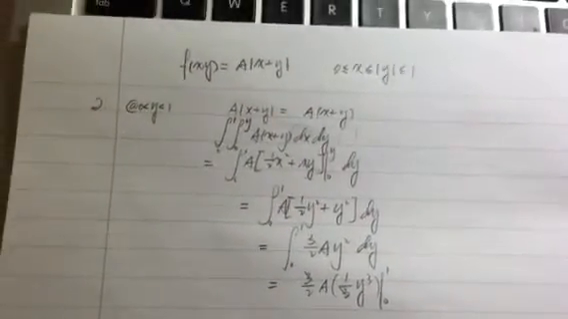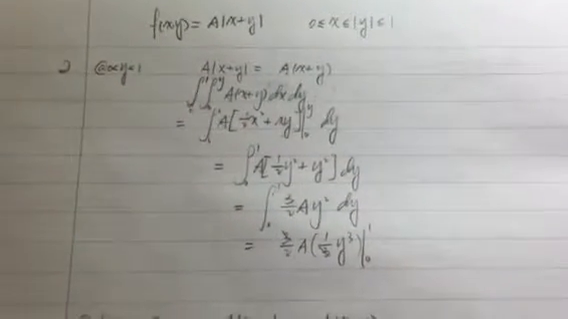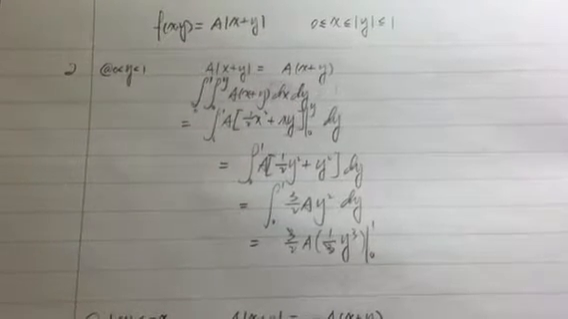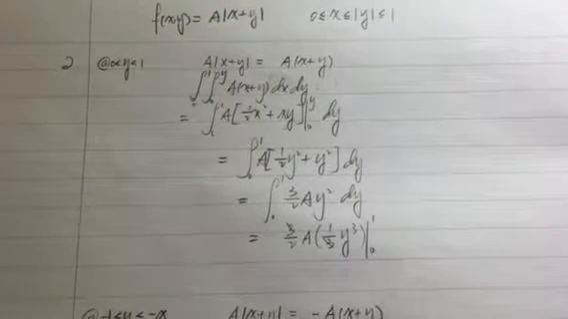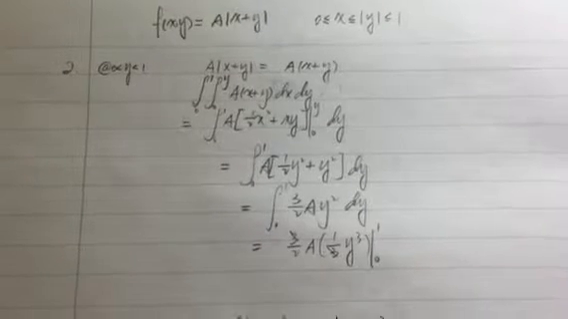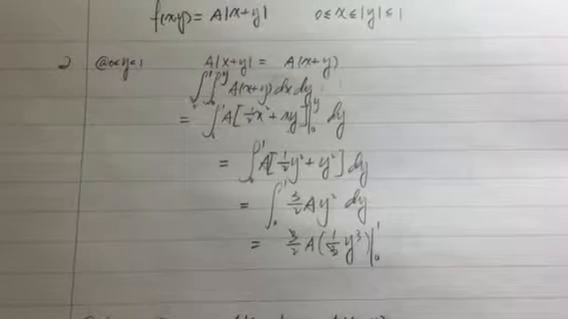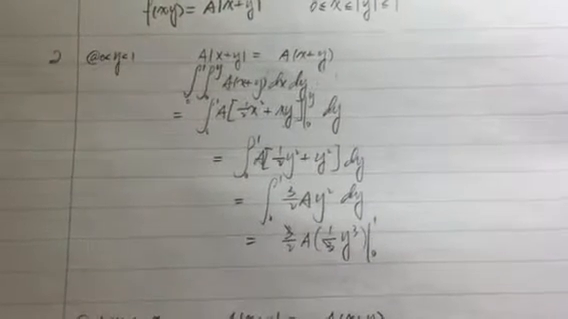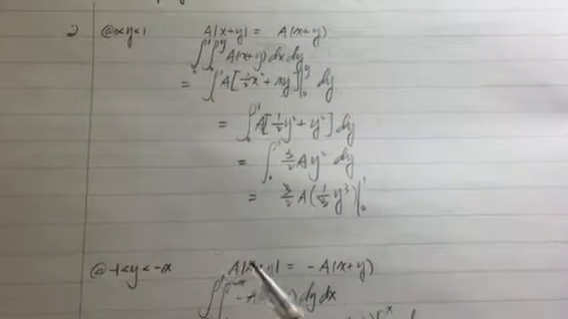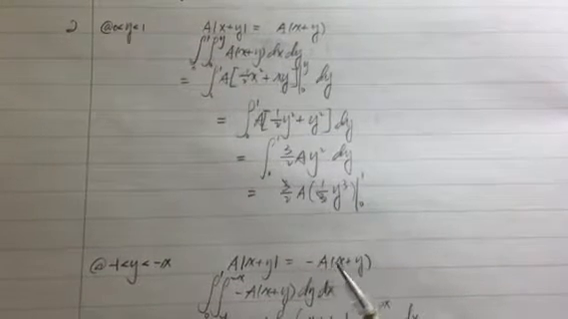We have to take into consideration two cases: when y is positive and when y is negative. So the first case, when y is positive, a times the absolute value of x plus y is just a times x plus y. But when y is negative, this a times the absolute value of x plus y becomes negative a times x plus y.